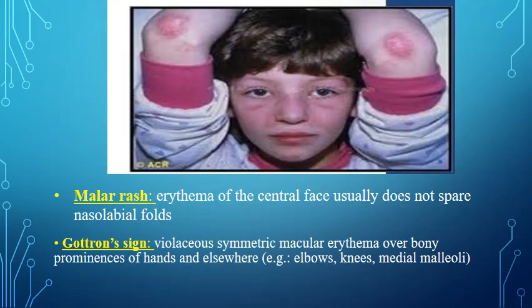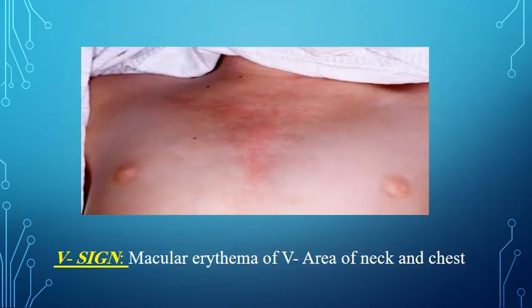الصورة دي هتورينا المالر rash. الإريثيما of the central face usually doesn't spare the nasolabial fold. وكمان الجوترين sign in both elbows, which is violaceous symmetrical macular erythema over the bony prominences of the hand and elsewhere, as in the elbow زي في الصورة بتاعتنا، أو النيز أو الميديال malleoli. This picture shows the V sign, which is the macular erythema of the V area of the neck and chest.